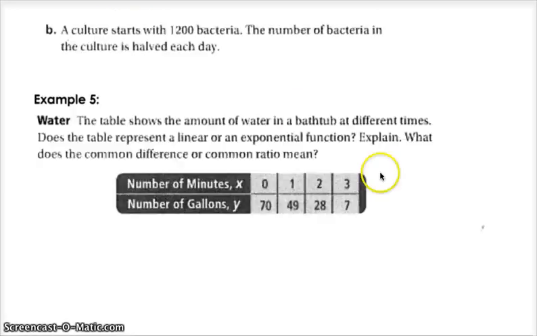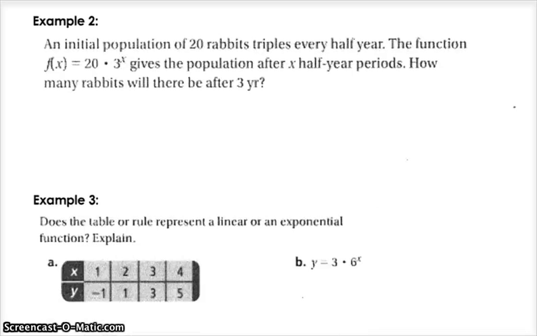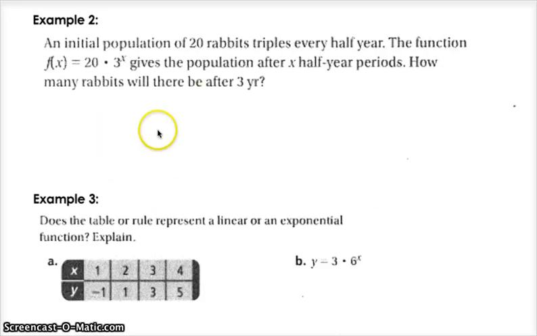So let's take a look back at a few more examples. Example number 2, this is an application problem. It says an initial population of 20 rabbits triples every half year. Okay, and this half year is very important, every half year. The function f of x equals 20 times 3 to the x gives the population after x half year periods. How many rabbits will there be after 3 years?